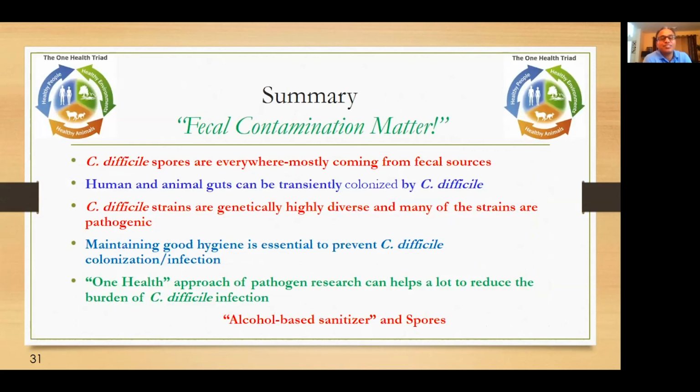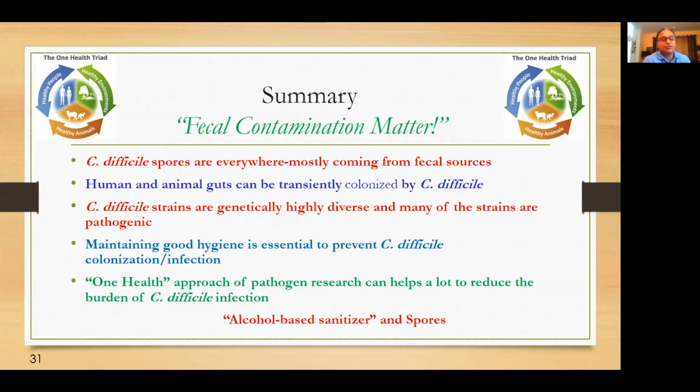And now I should say it's this fecal contamination. Animal fecal contamination is really important. Fecal contamination matters. And we can say C. difficile spores are everywhere, mostly coming from fecal sources. Human and animal guts can be transiently colonized by C. difficile. C. difficile strains are genetically highly diverse, and many of these strains are pathogenic.